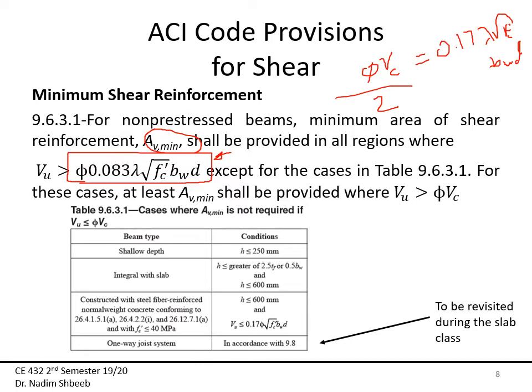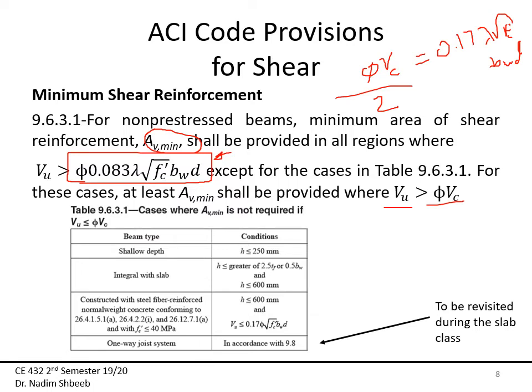Now, the exception in this table is here: I will provide AV minimum only when V ultimate is larger than 5 EC, whether it's equation A or equation B. If it's not, then you actually don't need to provide any shear reinforcement. It's not recommended, but according to the code, you could. So if I have a beam with a shallow depth, H, less than 250 millimeters, then I don't need reinforcement, provided that V ultimate is less than 5 EC.